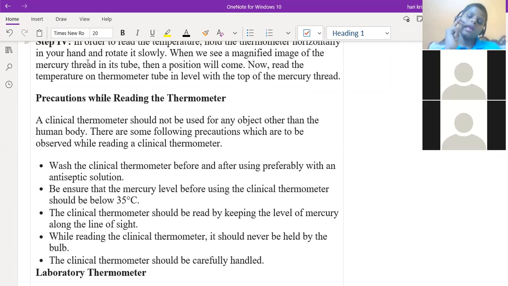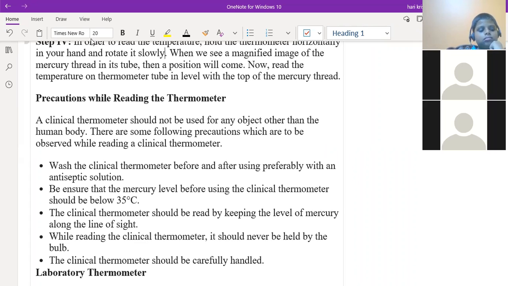The clinical thermometer should be read by keeping the level of mercury along the line of sight. While reading the clinical thermometer, it should never be held by the bulb. The clinical thermometer should be carefully handled.